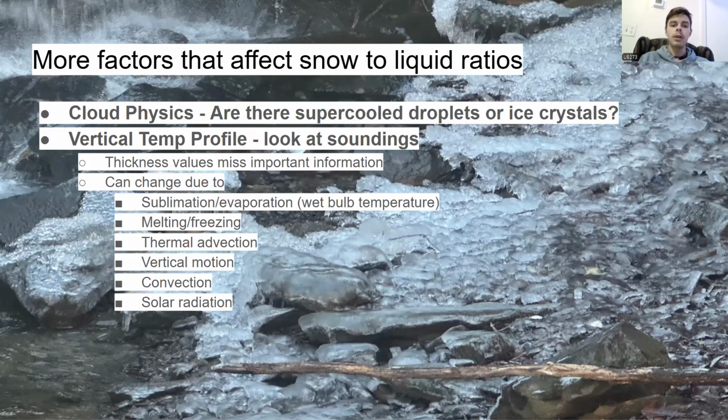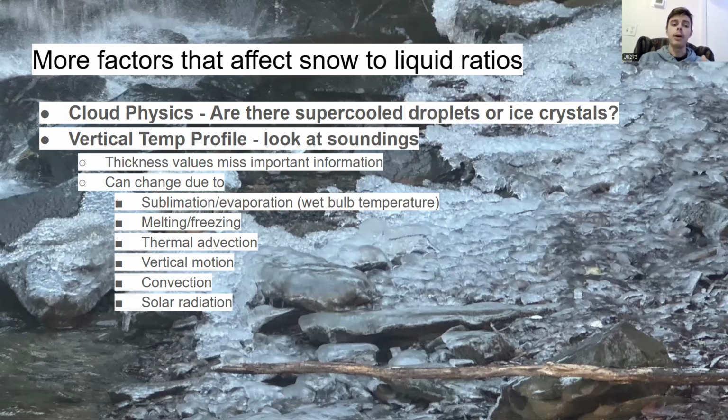Some more factors that affect the snow to liquid ratios are cloud physics. So what does the cloud have within it? Do we have supercooled droplets or ice crystals? That will affect which process we have going on, if you remember the last video. And then the vertical temperature profile. We know the soundings that we can look at are very important to use. Some people use thickness values like the 540, but that doesn't always give us all that we need to know.